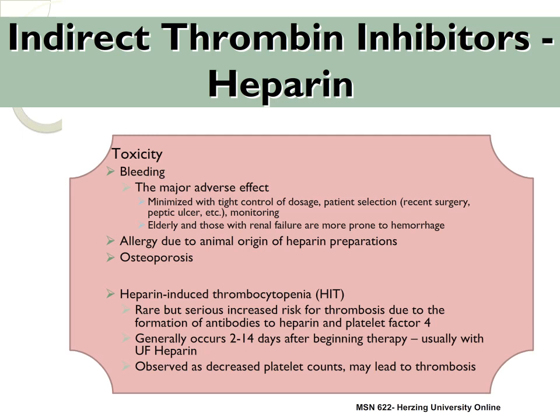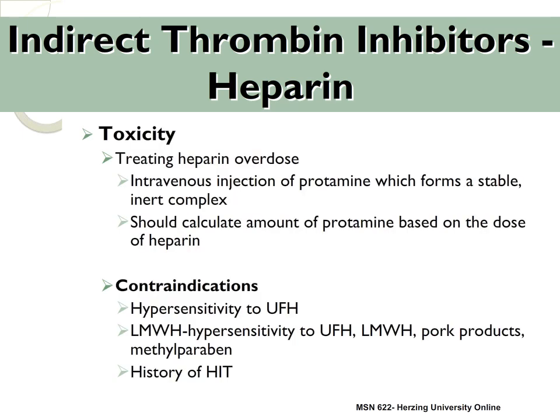It is associated with toxicity, which is bleeding, and the major problem is bleeding, and therefore you need very tight dosage control. Particularly bovine preparations may cause allergy. Chronic use is associated with osteoporosis. The next problem is HIT, or heparin-induced thrombocytopenia, which is rare but creates a serious problem and generally occurs 2 to 14 days after beginning therapy with high molecular weight heparin. Heparin overdose is always treated with its antagonist protamine, and protamine will antagonize the effects of heparin very quickly.